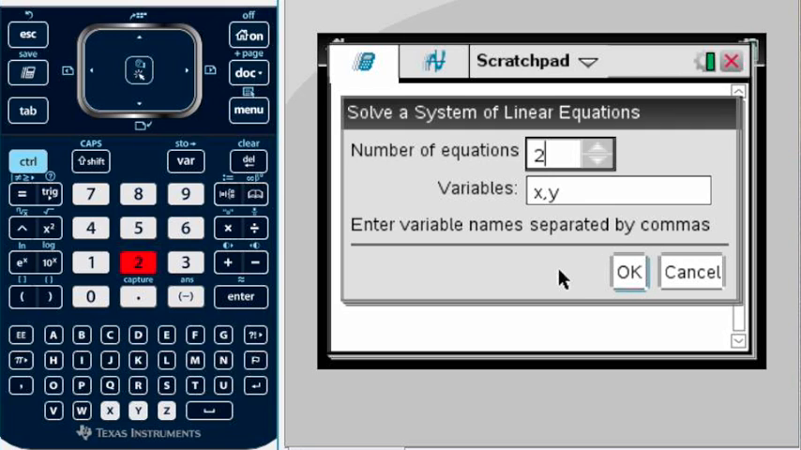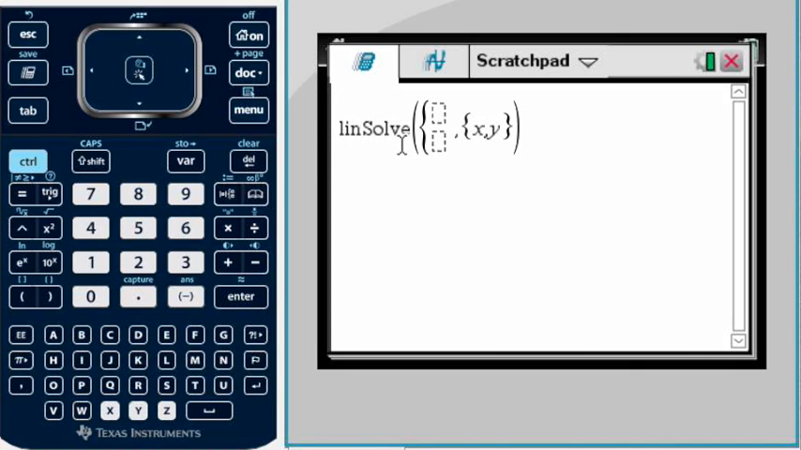So for our purposes, we are just going to stick to 2 variables, x and y, in 2 equations. So we are going to press OK. And now the linSolve command appears on our screen. You will notice that you have these 2 spaces that look almost like a fraction, but it's not. This is the space where you are going to put your 2 equations.